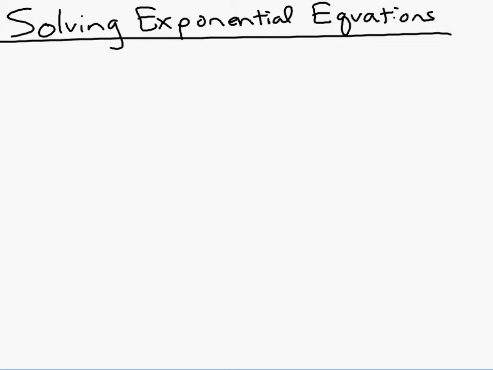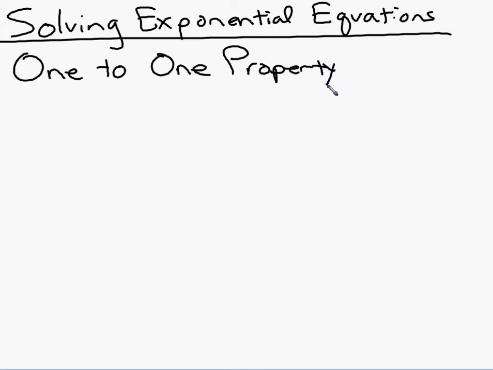All right, we've been working with exponential functions, but now we're going to talk about solving exponential equations. And to solve exponential equations, we have to know the one-to-one property. It's actually a common sense property, but it does have a name. And I think some of your homework actually refers to it as the one-to-one property. Here's what it says.